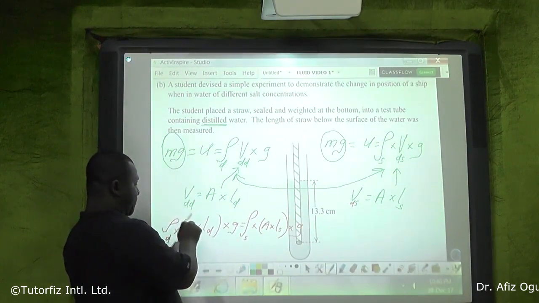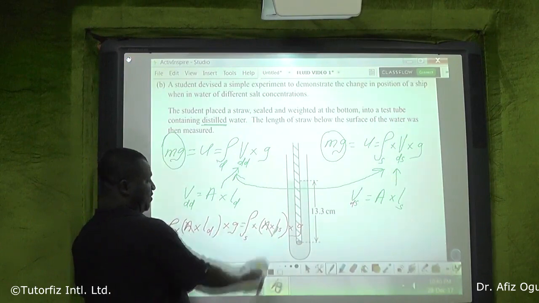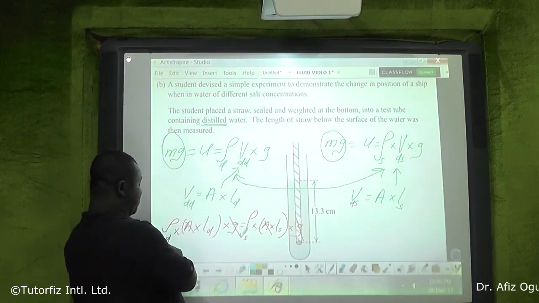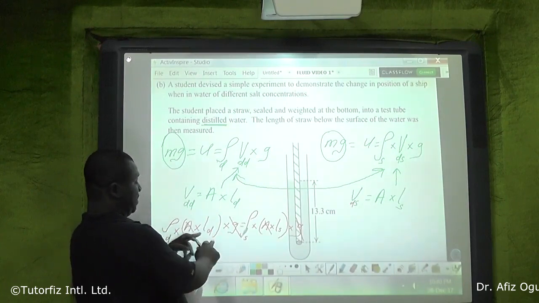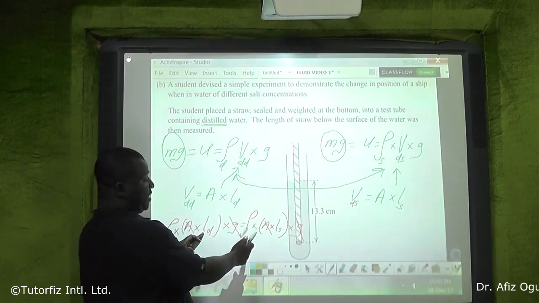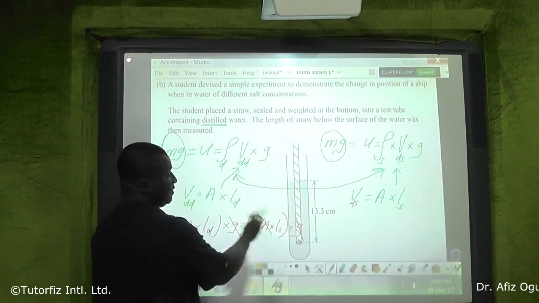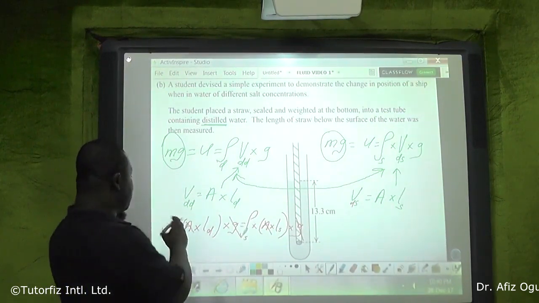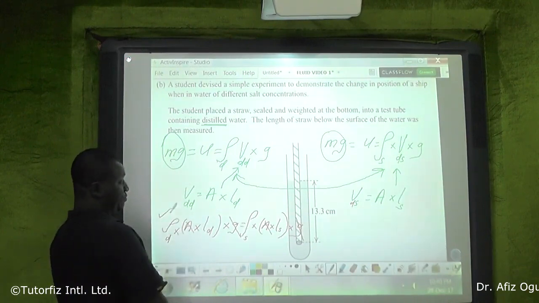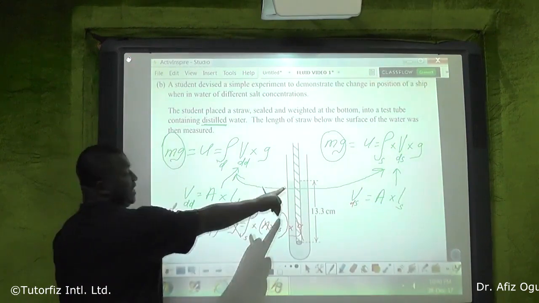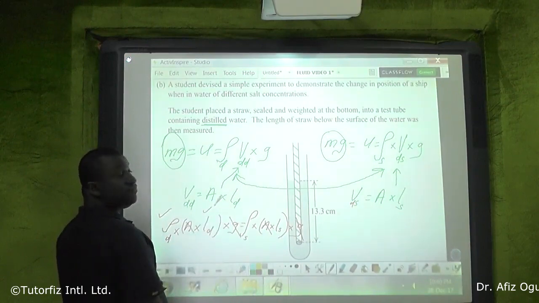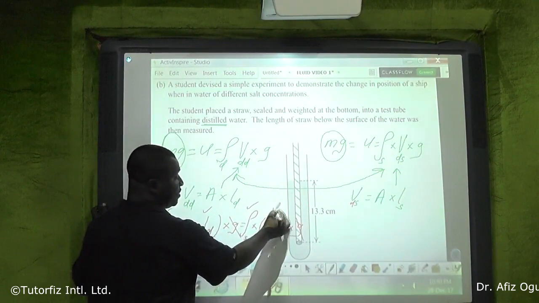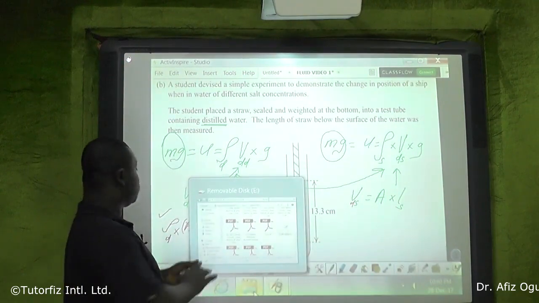From this side, area is present here, area is present here, G is present here, G is present here. What do I have? Density of this times the length equals density of this times the length. You know the density of the distilled water is in your question. You know the length of the distilled water is in your question. You know the density of the salt water is in your question. The only thing you are looking for is the length of salt water.